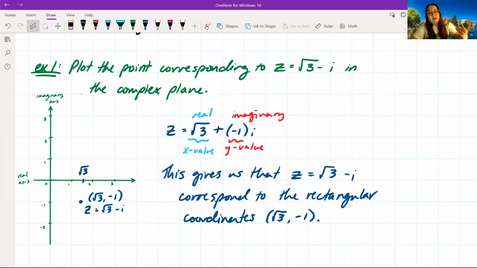So there we go. Whenever we have a complex equation, we can very easily deduce what values we go with according to our x and y axis, which is now our real axis and our imaginary axis. So it's really just picking out which values correspond to what values in rectangular coordinates.